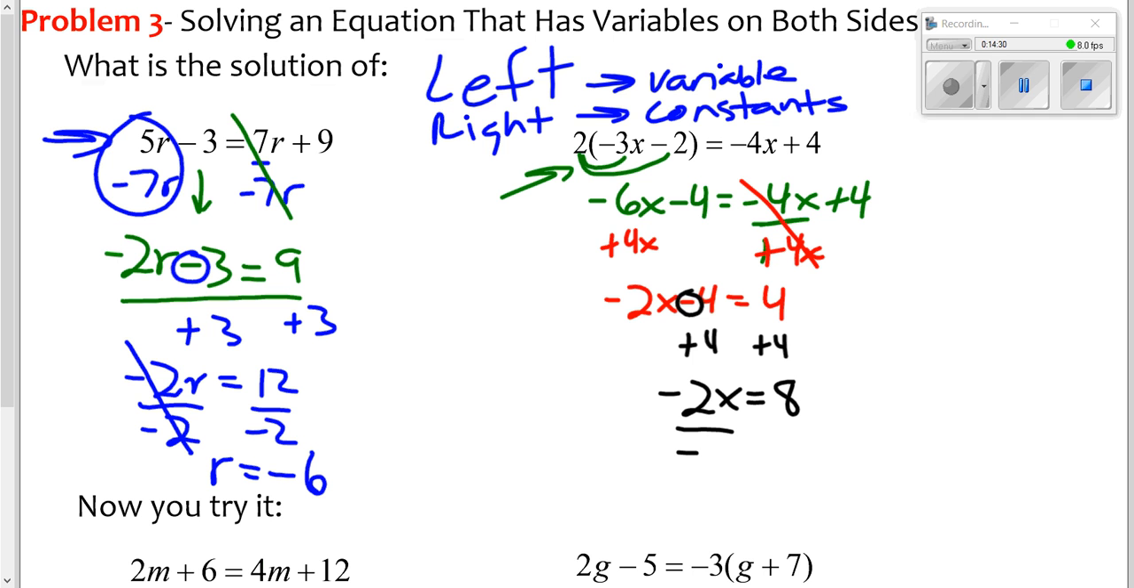And I can now divide by what's in front of the x. These are going to go away, but it's going to leave me with a positive x, and then a positive divided by a negative is a negative answer. 8 divided by 2 is 4. Okay. All right.